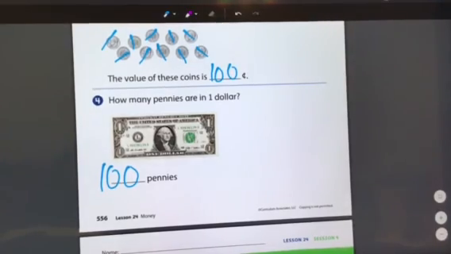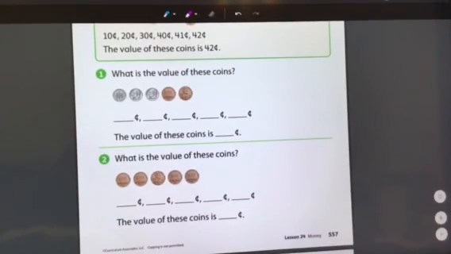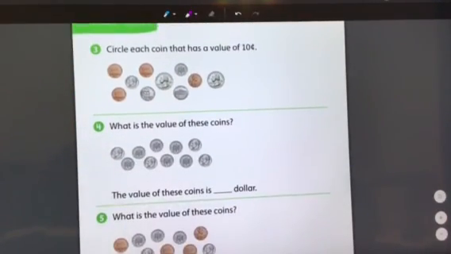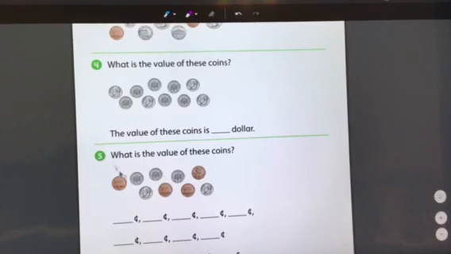Okay, you are going to continue on your own. You are going to practice counting on the green page, writing the values and counting on. And on the other side, you'll have to circle the coins that have a value of 10 cents, write the value of these coins here, count and write the value of these coins here.